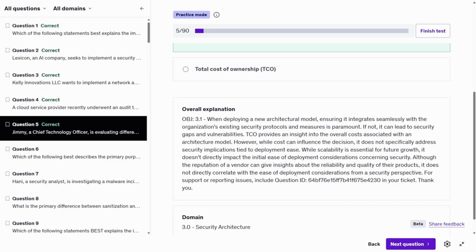TCO provides an insight into the overall costs associated with an architectural model. However, while costs can influence the decision, it does not specifically address security implications tied to deployment ease. While scalability is essential for future growth, it doesn't directly impact the initial ease of deployment considerations concerning security. Although the reputation of a vendor can give insights about the reliability and quality of their products, it does not directly correlate with the ease of deployment considerations from a security perspective.